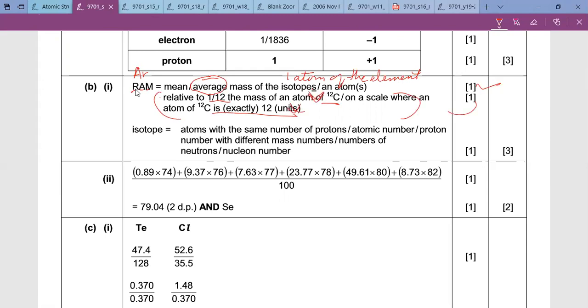What is 1 mark? Without this one here, no marks. Okay, very important. You have to memorize it. You're bad in English, you have to memorize it. No choice. You want to do A levels, no choice. Unless you want to do D levels or B levels, I don't care.